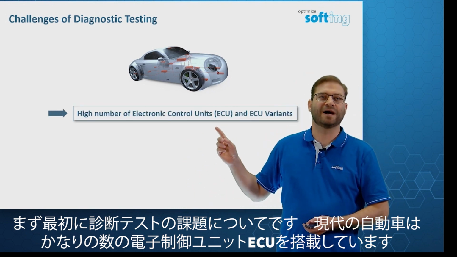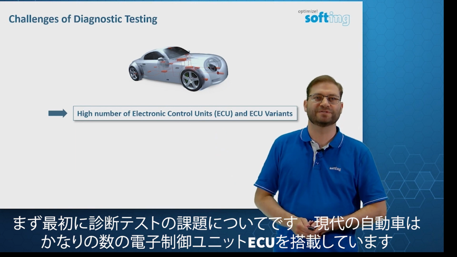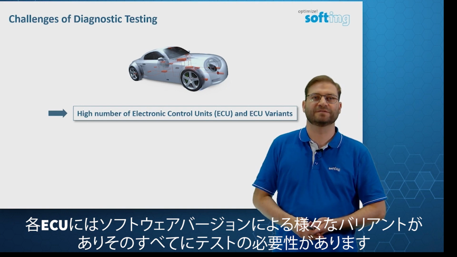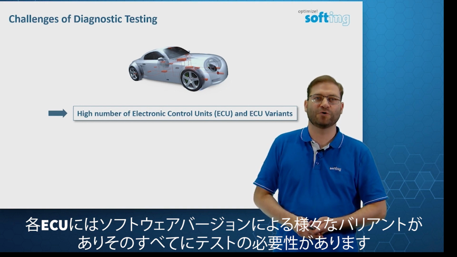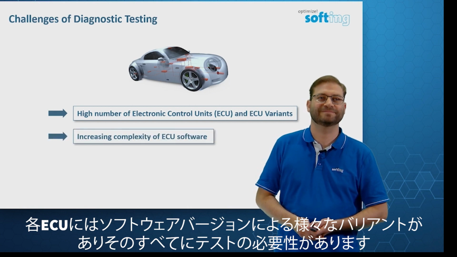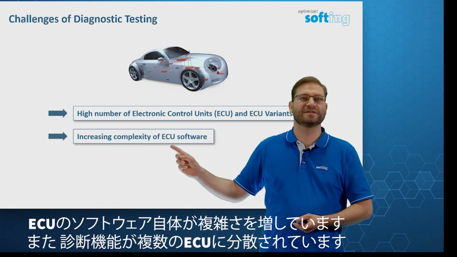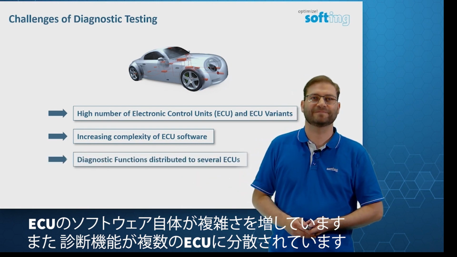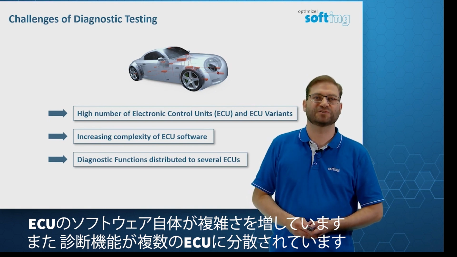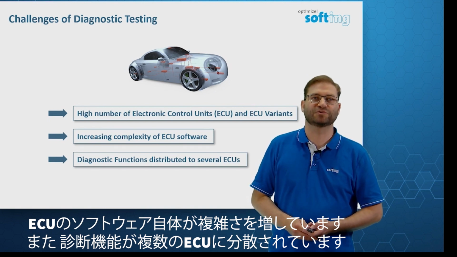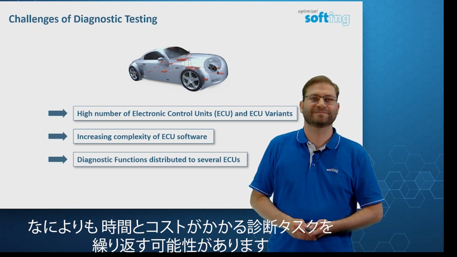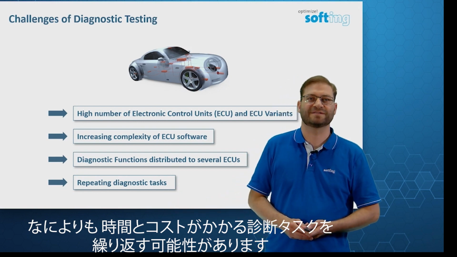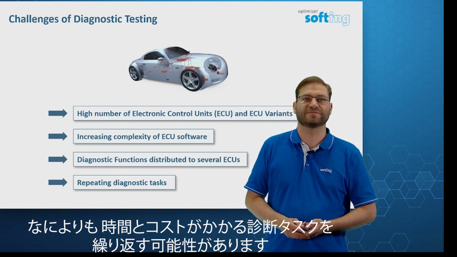Modern vehicles include a high number of electronic control units, the ECUs. And for each ECU there is a variety of variants that describe the software versions. They all need to be tested. The ECU software itself is subjected to increasing complexity. It can also happen that diagnostic functions are distributed to several electronic control units. And above all, we can have repeating diagnostic tasks that are time and cost intensive.